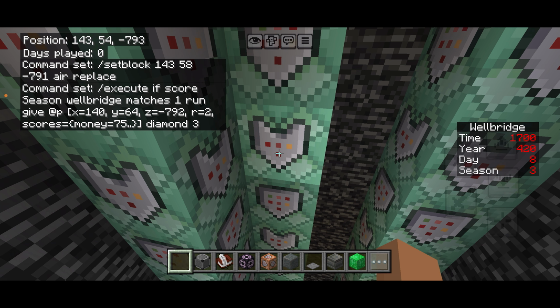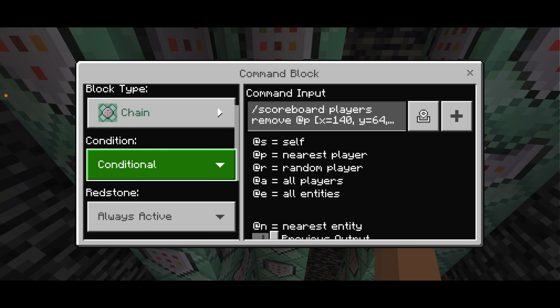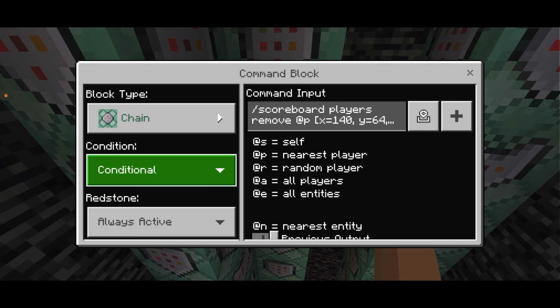The second one is going to be a chain. All the second ones are going to be the same way. They're going to be a chain, they're going to be conditional, and they're also going to be always active. So you can go write that for the second command for each one of these modules.